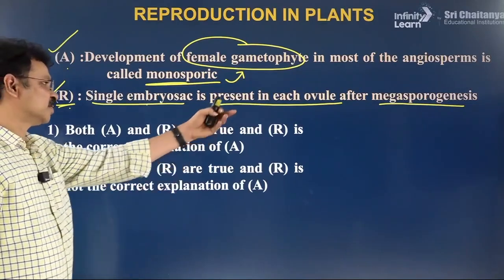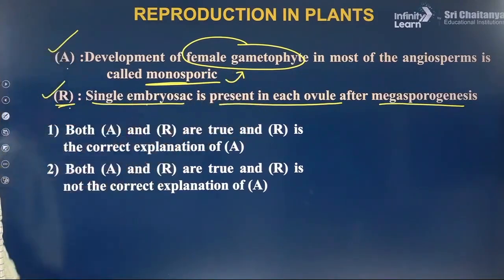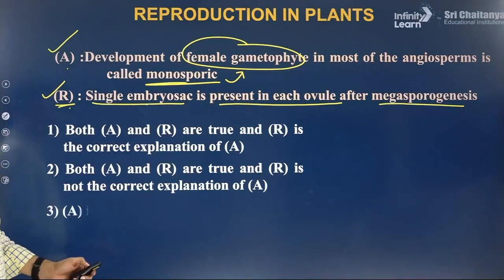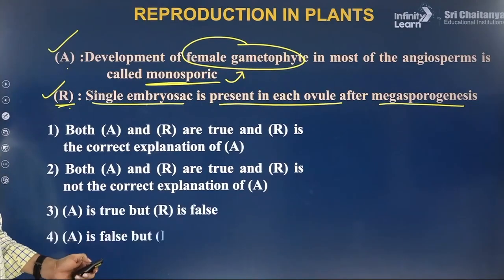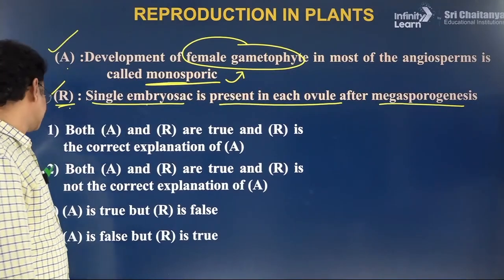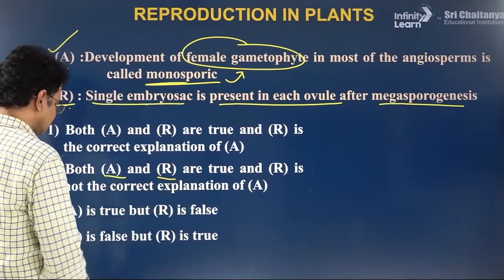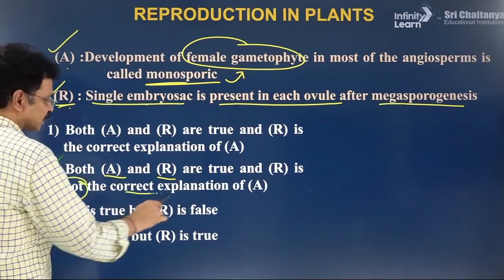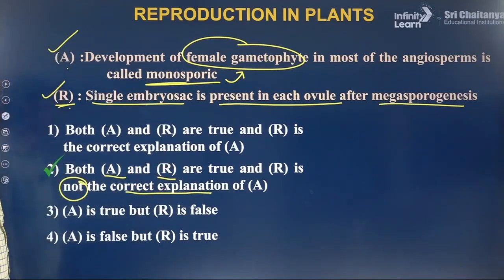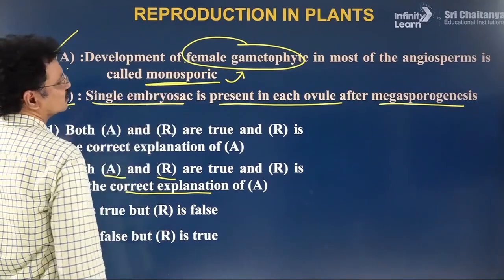In a plant, whatever it may be, whichever ovule it may be, each ovule possesses only 1 embryo sac. But there is no explanation here. Reason does not explain the assertion. That's why what is the right answer for this question? Second option, both A and R are true. R is not the correct explanation of assertion. But what is the correct explanation for this assertion?